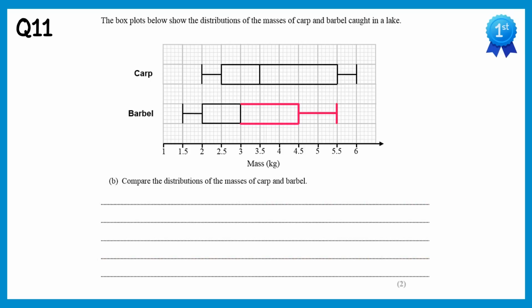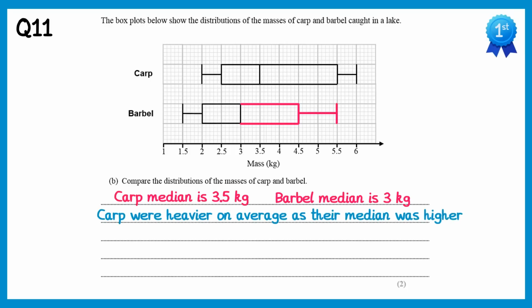For this question, we need to make two comparisons. We'll start by comparing the medians. So if we look at carp, the median mass for carp was 3.5, and the median for barbel was 3. This means the carp are heavier, so we would say the carp were heavier on average as their median was higher. We can now compare the interquartile ranges.